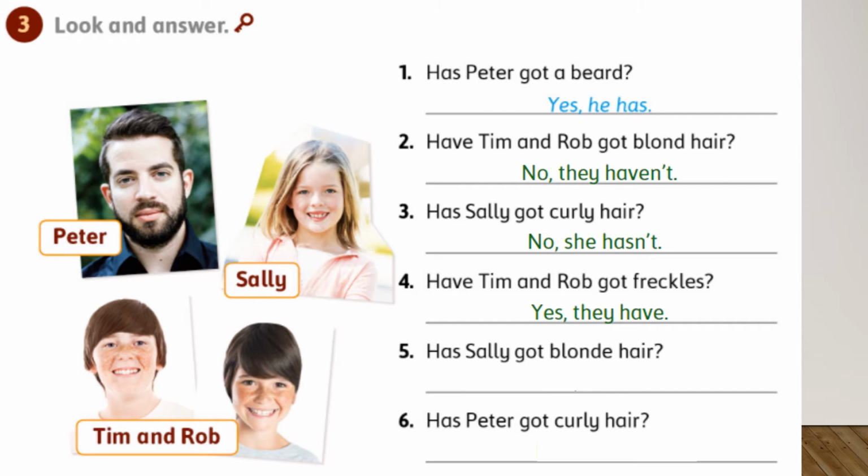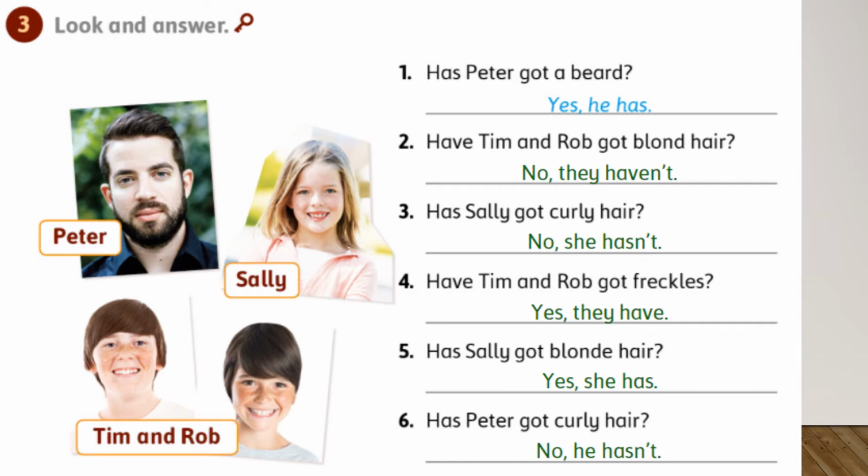Let's go back to Sally. Have a look at her face. Has Sally got blonde hair? What about her hair? Is it blonde or black? Yes, she has blonde hair actually. And one last question about Peter. Has Peter got curly hair? Look at his hair. Is it curly? Of course it is not. So he hasn't. No, he hasn't got curly hair. Perfect.